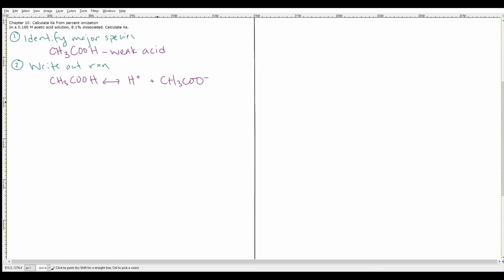Okay, now that I've written out my reaction, as usual, I will write out the equilibrium expression. Since it's an acid, my K is going to have a little tiny a next to it, not a b, it's not a base. Products over reactants.